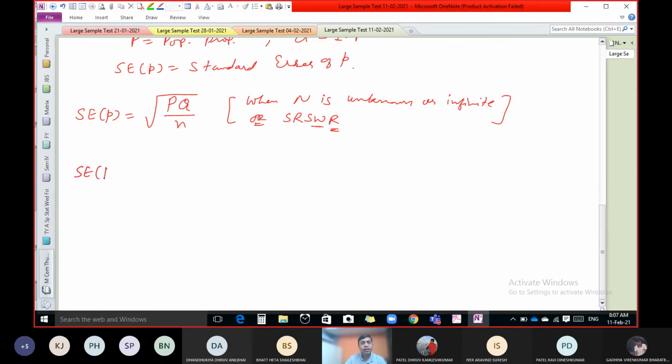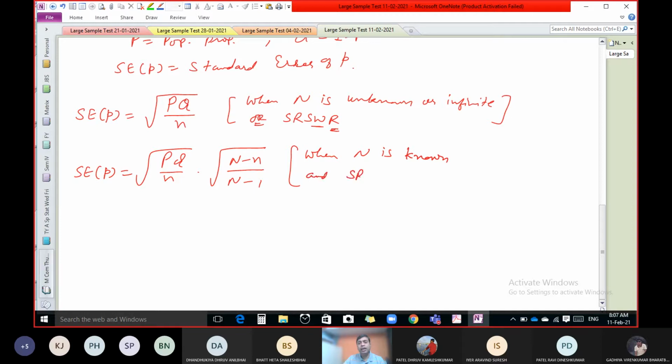And the second formula is square root of PQ upon n into square root of capital N minus small n upon capital N minus 1. This we have to apply when capital N is known and the sample is selected without replacement. If both criteria are satisfied, then we have to use the second formula. If any one of these two criteria is satisfied, then we have to use the first formula. If nothing is mentioned about with replacement or without replacement, always we have to consider it as without replacement.